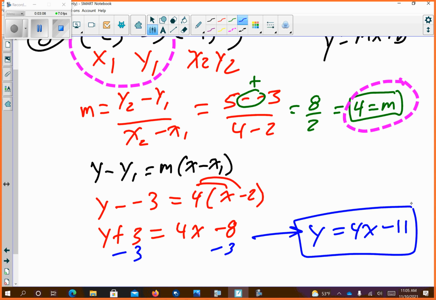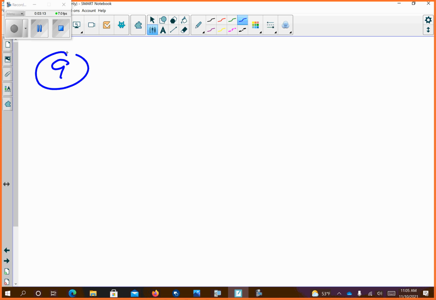Go ahead. 9? Sure. Number 9, we have (1, 0) and (5, -10). So first question, are either of those the y-intercept? Meaning, do I have a 0 in the x position? No, so I don't have a y-intercept. I do have a 0, but it happens to be in the y spot, which means I found the x-intercept basically, and that's not going to help me too much on the problem.